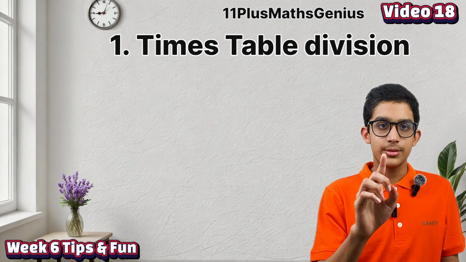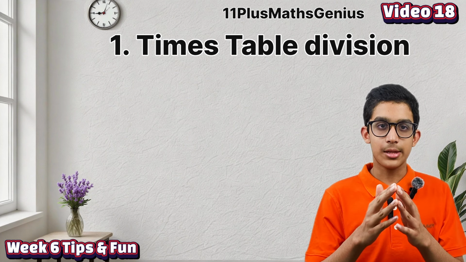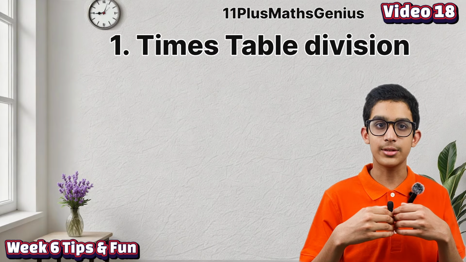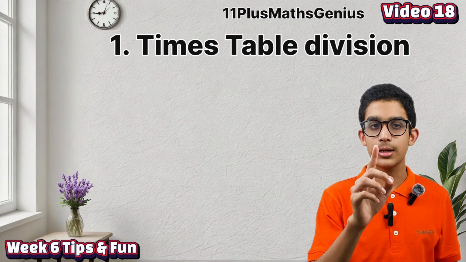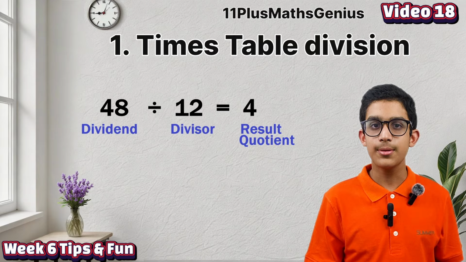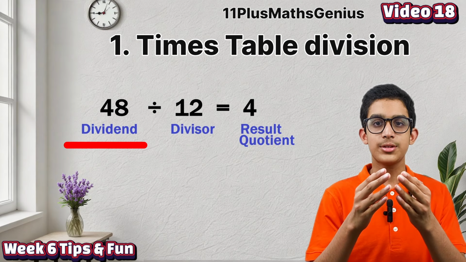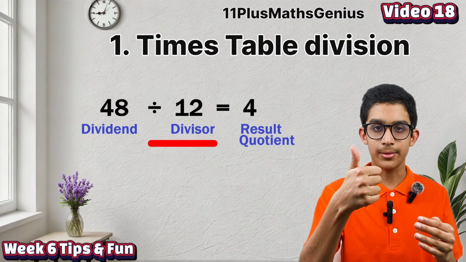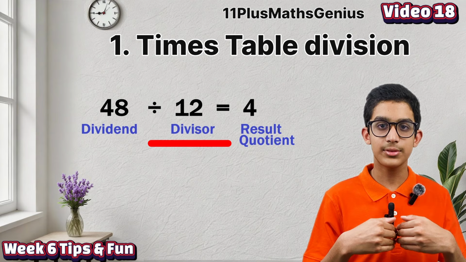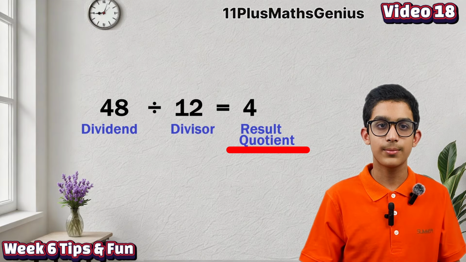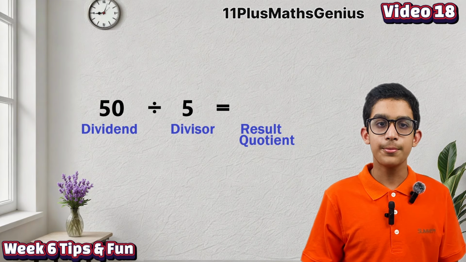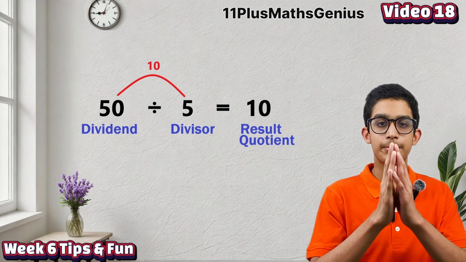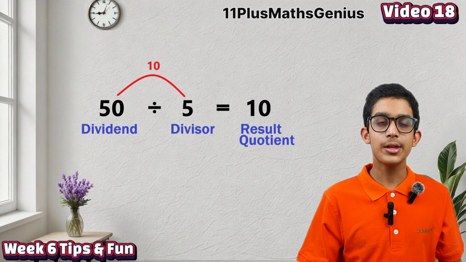Number 1. Timetable division. This is just a basic division. Usually, we can divide the number into one line using a timetable. First, we have a dividend followed by a division sign. Then we have the divisor. And finally, we have the result or the quotient. Example, 50 divided by 5. 5 times 10 equals 50, so the answer is 10.